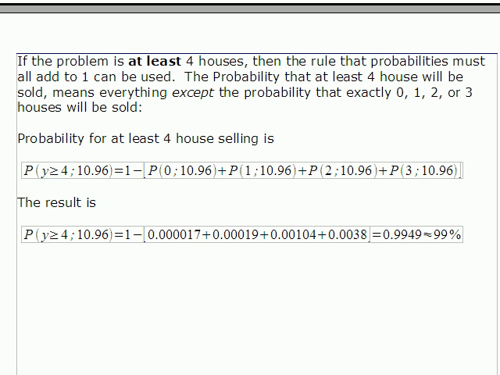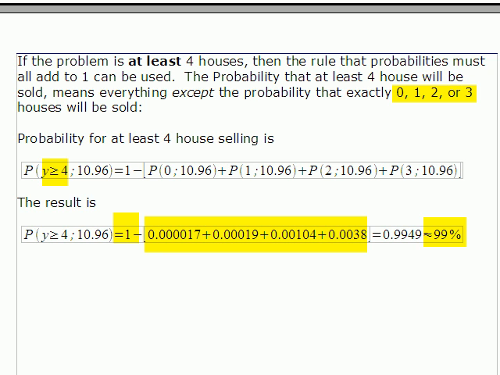So that means you want to sell more than the 0, 1, 2, and 3 houses. What you can do to get greater than or equal to 4 is find the probability of less than and subtract that from 1. So here's the probability of selling 0, 1, 2, or 3 houses. Subtract that from 1, because remember, all the probabilities have to add to 1, and there's your answer, about a 99% chance of selling at least 4 houses.